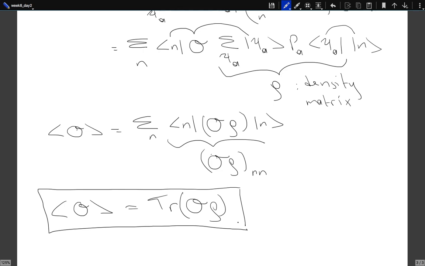In classical statistics, we gave it the same name, rho. It was the density of my states in the phase space, the probability distribution in my ensemble in phase space. Here I have the density matrix. It's an operator, and this operator contains all the information about my system.